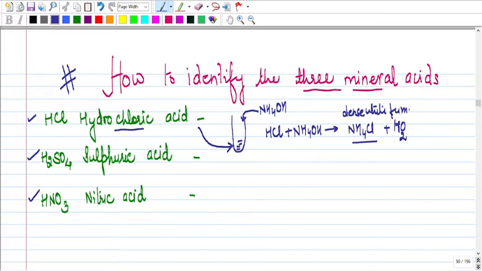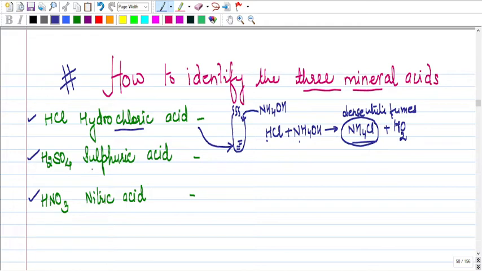So what will happen as soon as you bring the glass rod or the stopper of the reagent bottle, which is dipped or is having ammonium hydroxide, the moment they come in contact, HCl and ammonium hydroxide, there will be dense white fumes of ammonium chloride, and formation of this will confirm the acid is hydrochloric acid.